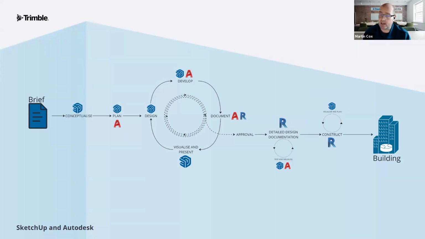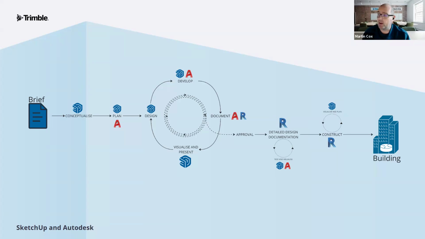This is where we see a number of our customers working. We get the design brief, we create a conceptual model, we do some planning. This is when AutoCAD gets involved as well, because there are 2D plans presented there. Then some of the design goes into SketchUp, developing that design with SketchUp and AutoCAD, beginning to document it in AutoCAD and Revit, and then visualizing and presenting it within SketchUp as well.